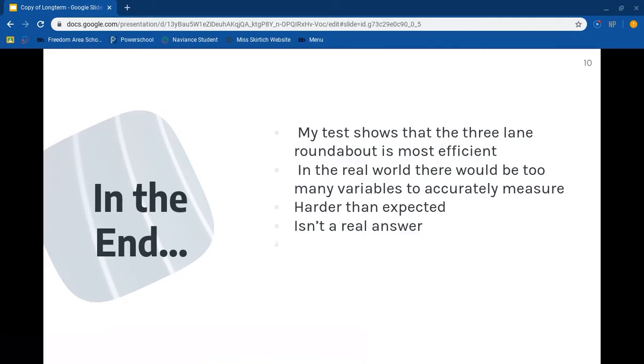But in the real world, there would be too many variables to accurately measure this situation. There could be cars going faster, slower, stopping, changing lanes. There really isn't a real answer because it really just depends on the situation that the cars are in. So with that huge variability, it's basically impossible to figure out the absolute best way that will work every single time. So it really is harder than I expected. And there really isn't even a real answer because it's always just dependent on the cars, the traffic, and everything else.